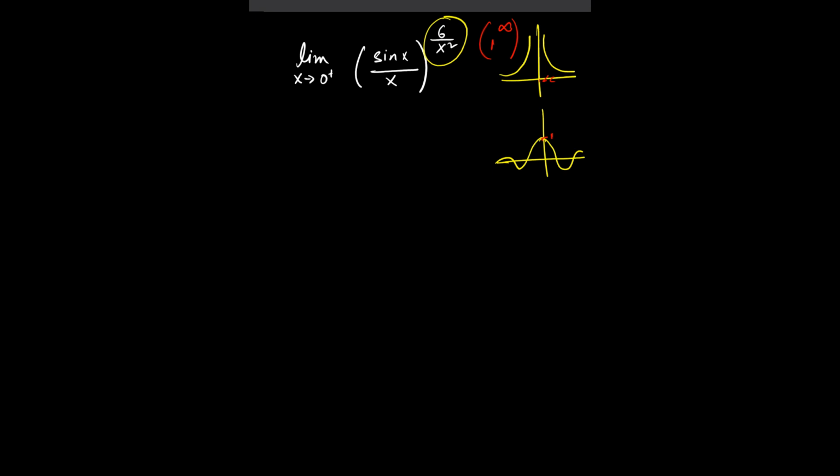And in class we talked about the special forms of indeterminate. So what we ask next is, what is creating the problem? The exponent being infinity is the problem. In order to solve this, what we usually do is say let y equal all of this. So y equals the limit as x approaches 0 from the right of sine of x over x raised to the 6 over x squared.